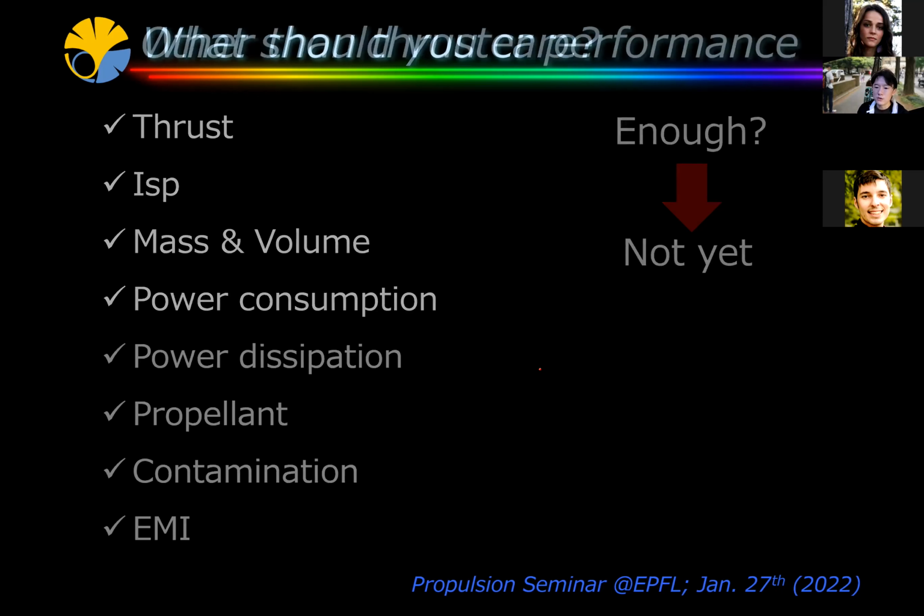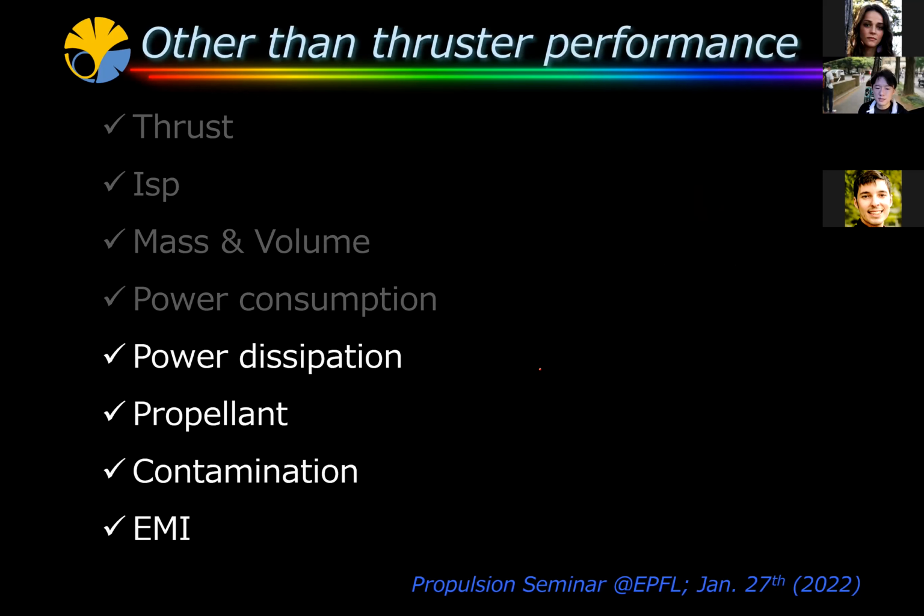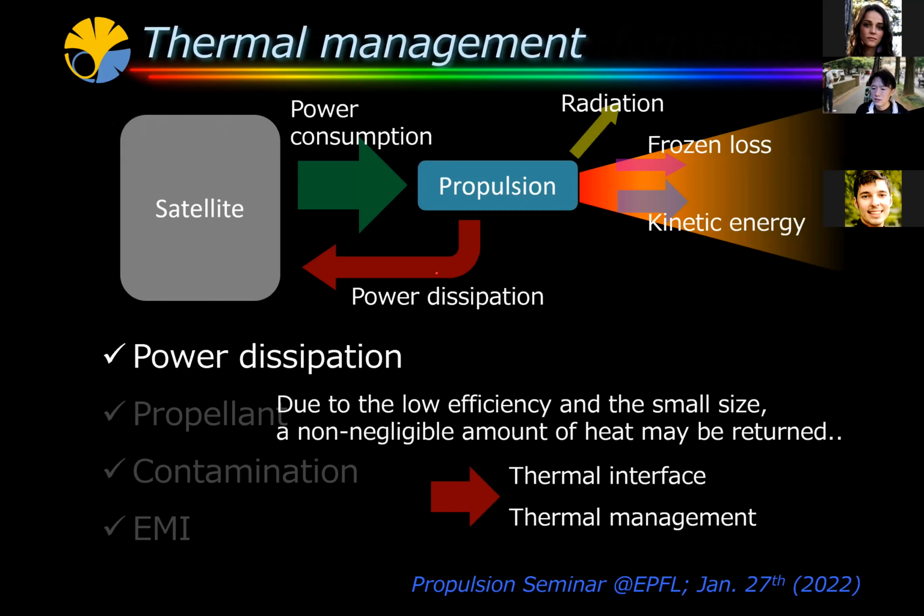However, when you install your propulsion system on a satellite, you have to take care of other parameters like this. They are not directly related to the thruster performance, however, they are very important indexes. The first one is power dissipation. This is very similar to power consumption, but a little bit different. Power consumption is an input to the propulsion system, and this amount is very important, of course.